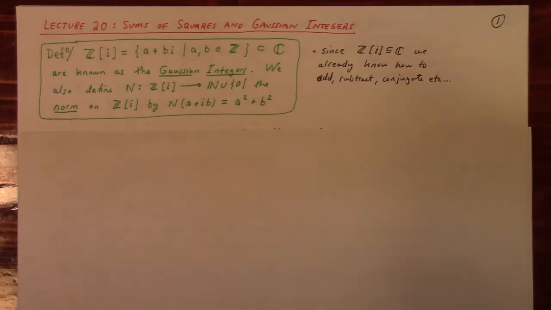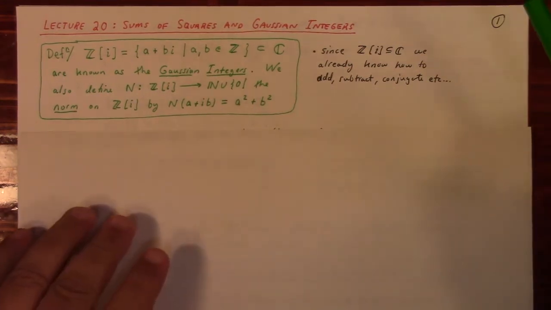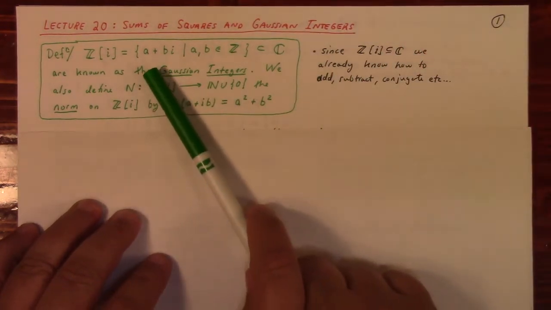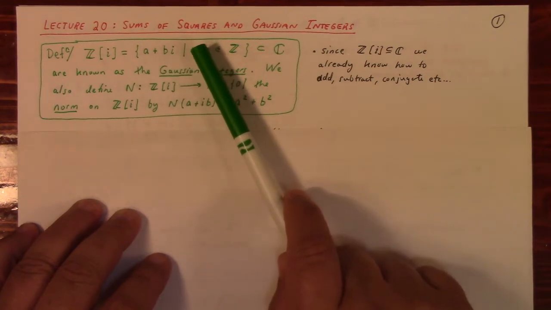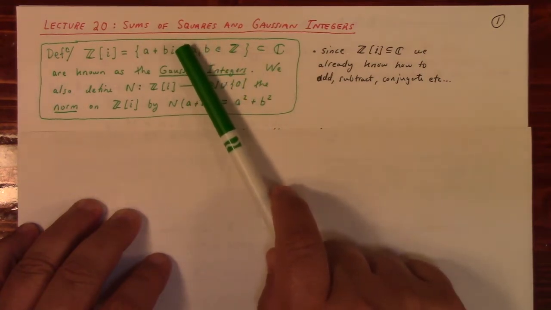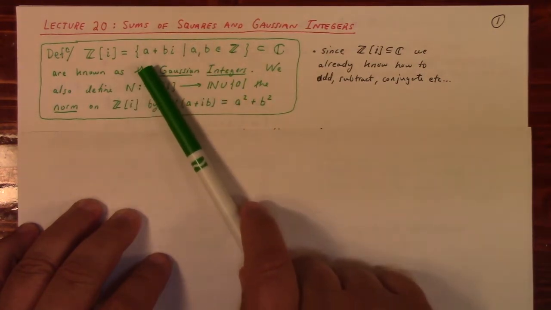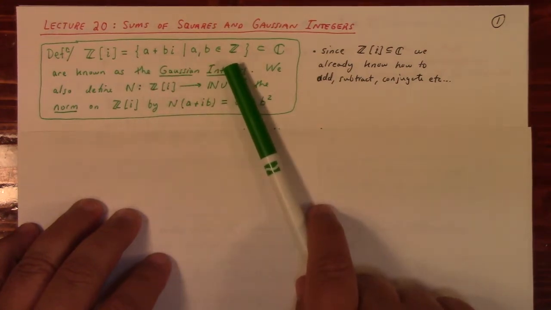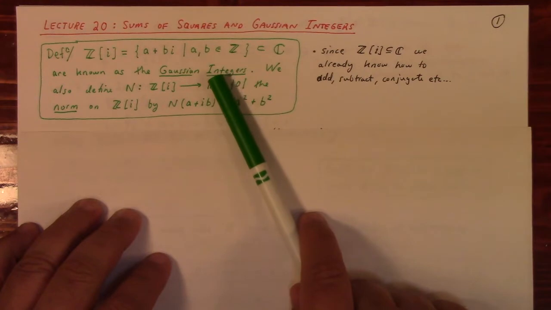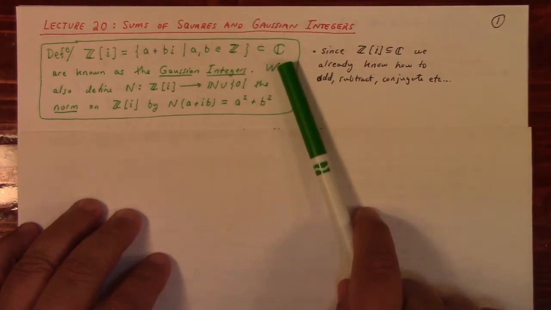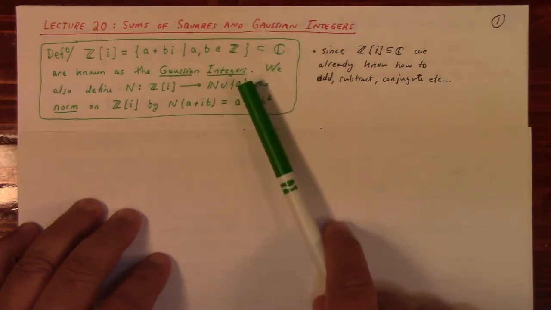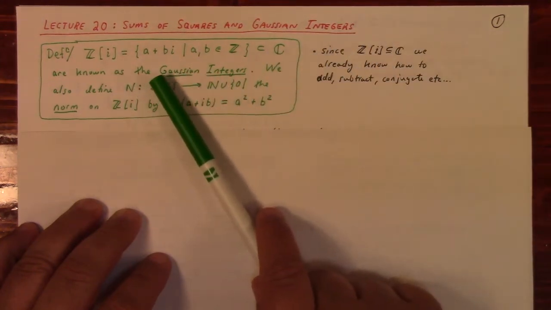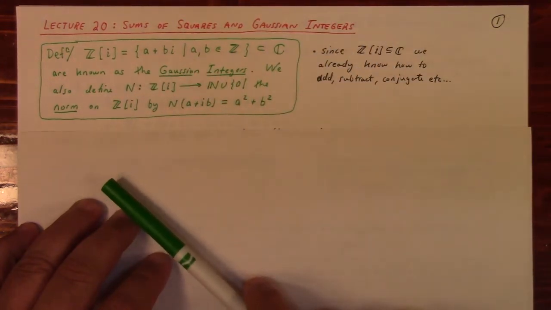What are Gaussian integers? Well, Gaussian integers are integer linear combinations of just regular integers and the imaginary number i. So things of the form a plus bi, where a and b are themselves integers. So it's a subset of complex numbers. And it turns out that these are very useful to analyze certain questions in number theory.